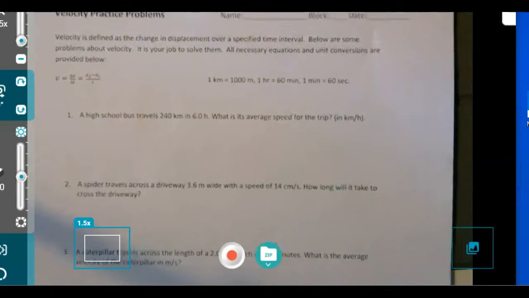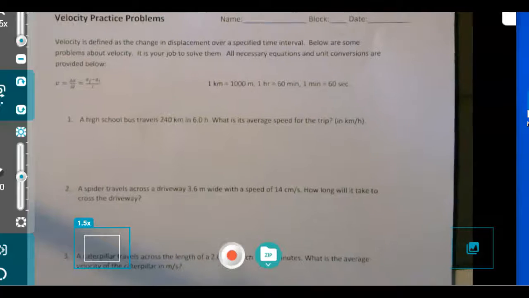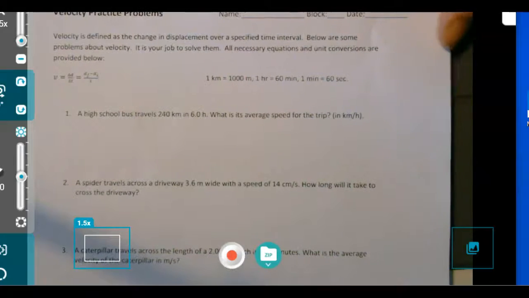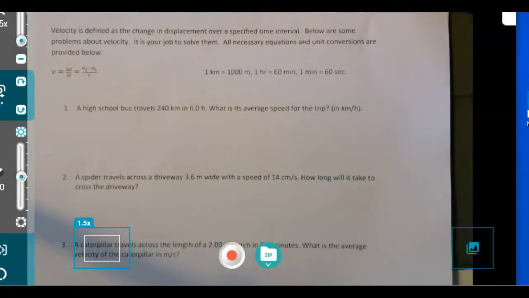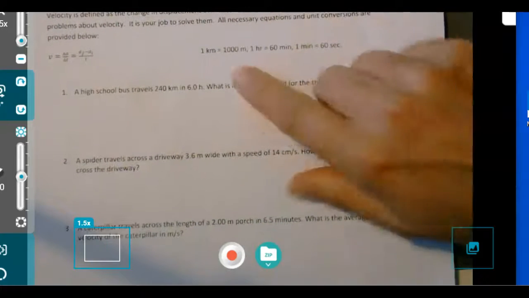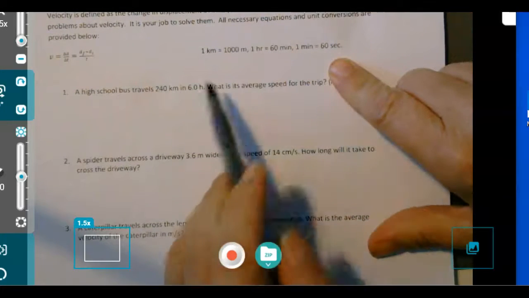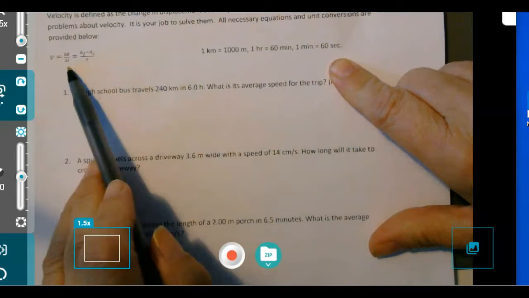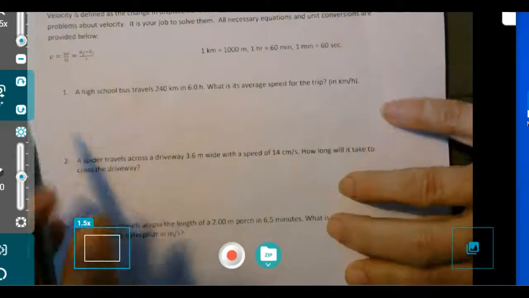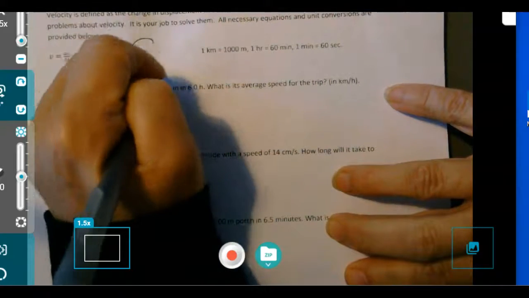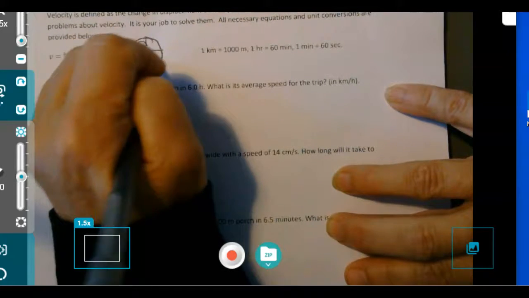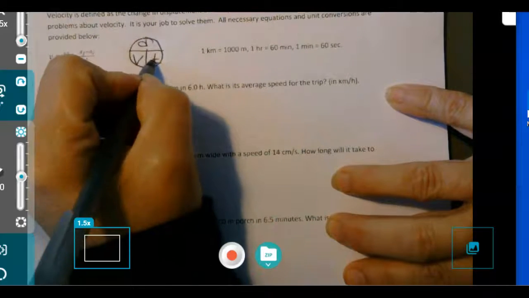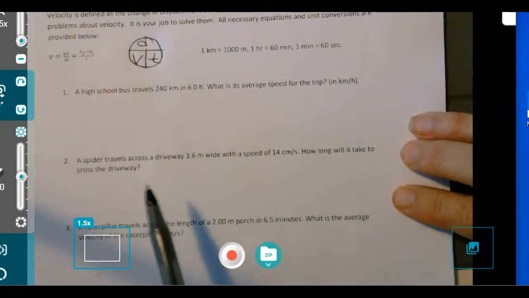Okay, so these are just practice problems. I actually found them on the web, so don't look for them in your book. So here's one. They gave us some conversions and they gave us the simple equation. Well, I want to write our equation that I've been showing you, which is velocity is equal to distance over time. So there's my equation that you need to use.